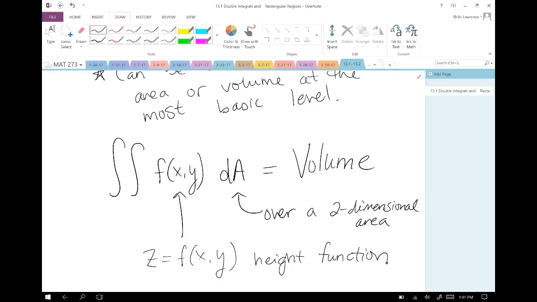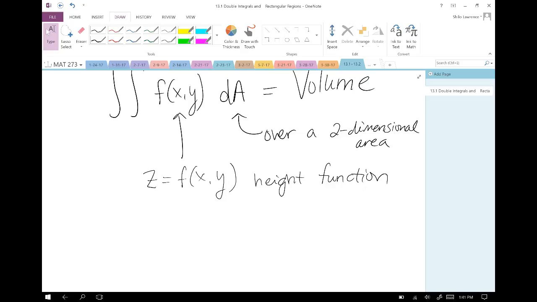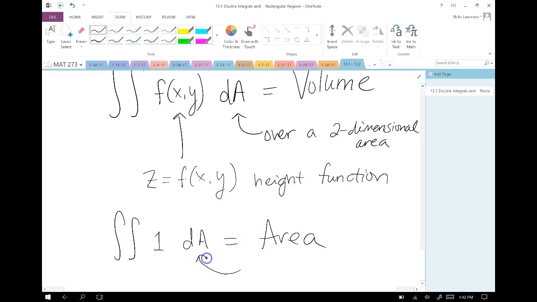Once we know what the two-dimensional area is, we can figure out whether it's going to be better to integrate with respect to x first or with respect to y first, and we wouldn't leave that as dA. We would say dx dy or dy dx, and we'll obviously get to examples of that. If it's just going to be an area, we would not put a height function in there. We would just leave it as a 1. We have to have something in there. So in this case, we're really just figuring out area.